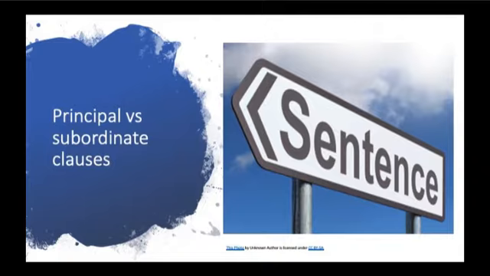The only way to ensure that you don't make common drafting mistakes is to understand the rules that underpin them rather than just being able to apply them. That means that you'll frequently look out for them when you're proofreading your work. So let's have a look at principal and subordinate clauses first.